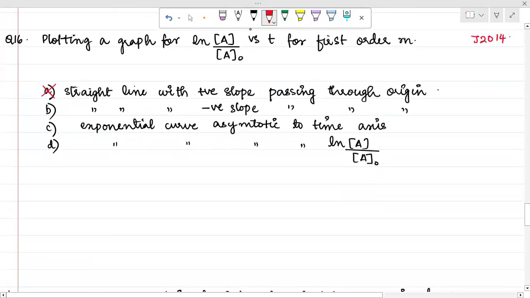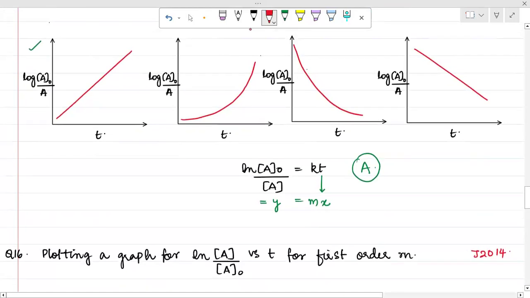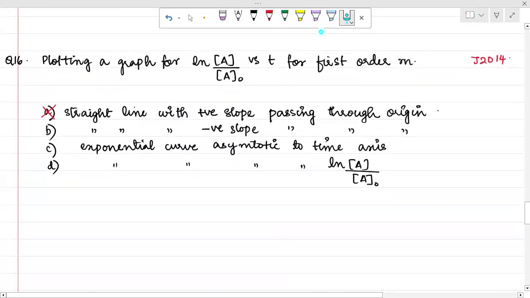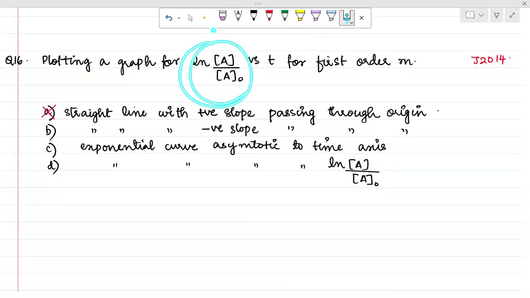Why is it wrong? Because look at the parameter that is plotted along Y. Here it was ln of A naught by A. Here it is ln of A by A naught. That is the difference. So we have to rearrange the equation in such a way that we get this parameter as the y-axis. Let's try it out.